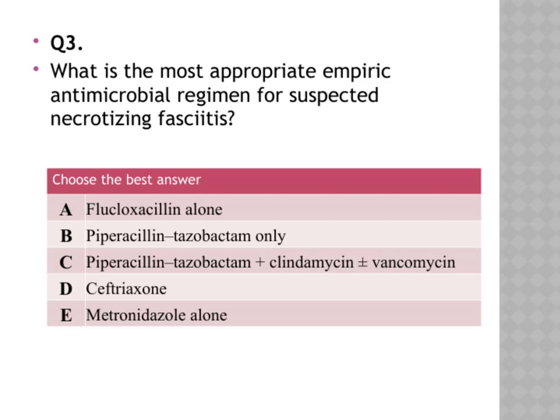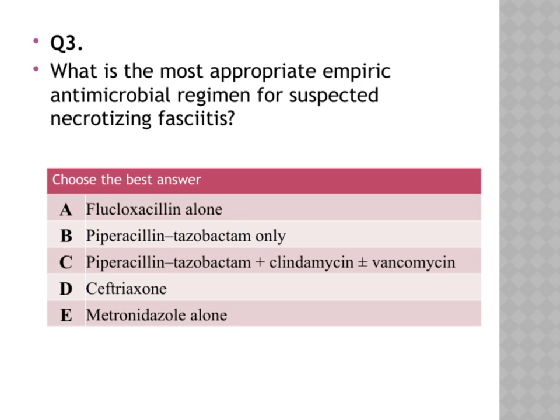All right, let's look at this question about choosing the best empiric antimicrobial regimen for suspected necrotizing fasciitis. As you know, this is a rapidly progressing and life-threatening infection, so prompt and appropriate antibiotic coverage is crucial. Now, when selecting empiric therapy, we want to cover a broad spectrum of pathogens, including aerobic and anaerobic bacteria, and also consider the possibility of resistant organisms.